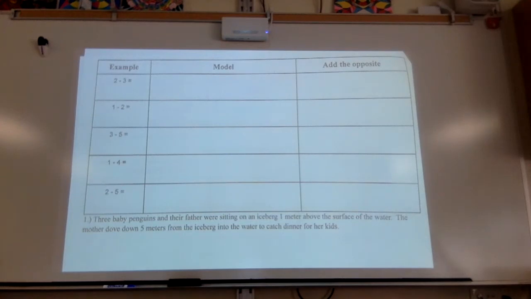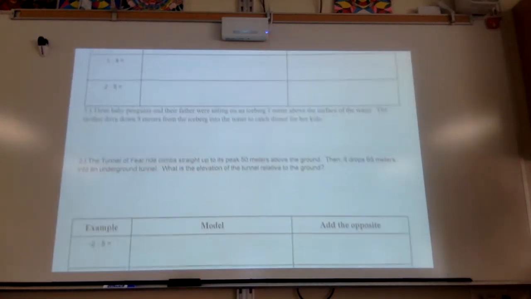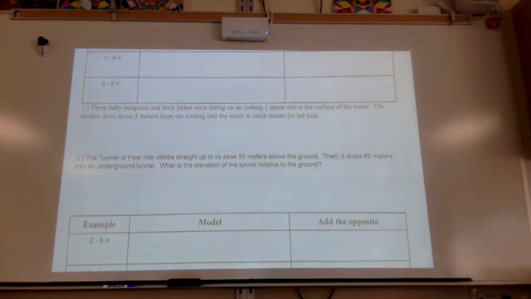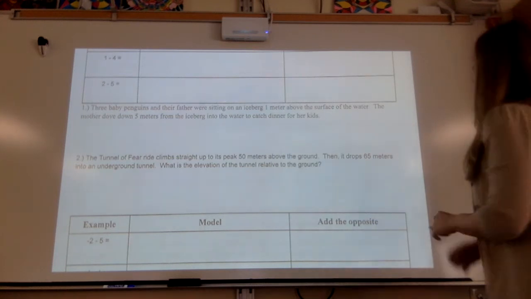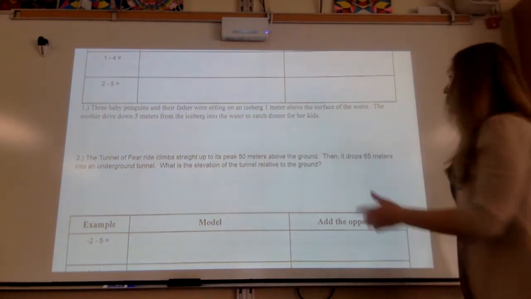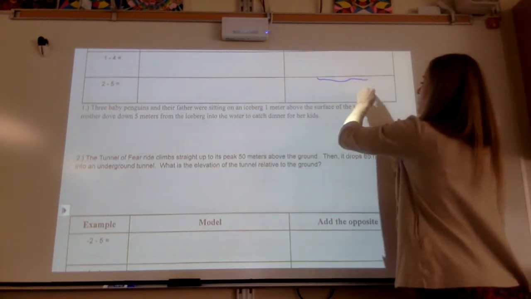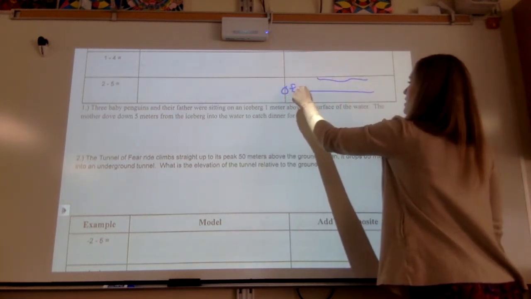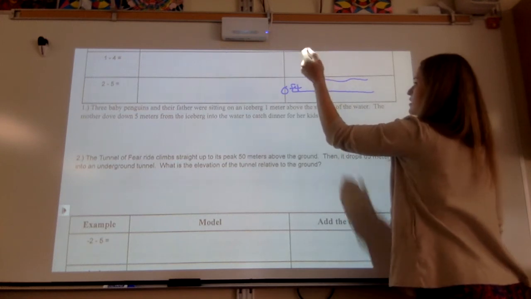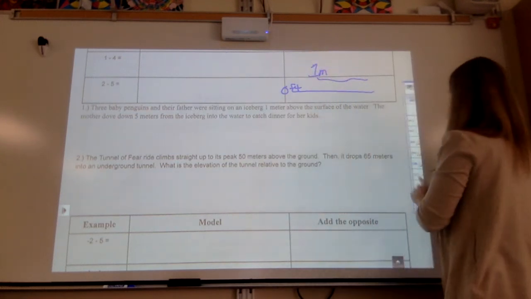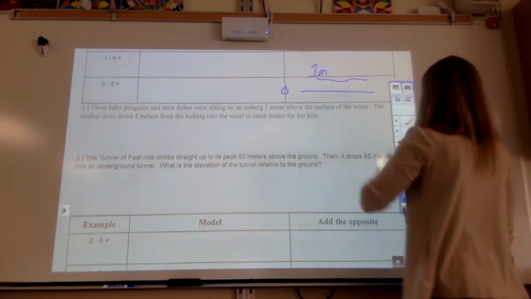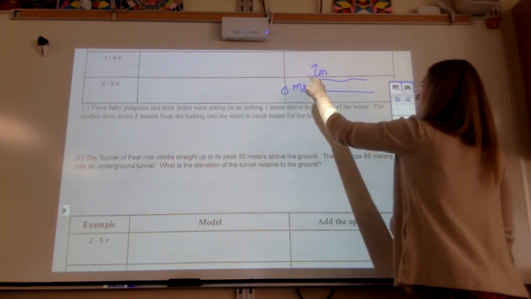Let's take a look at our 2 word problems. So we've got 3 baby penguins and their father were sitting on an iceberg 1 meter above the surface. So you know how much I like to draw. I'm going to go ahead and get ready to draw here. So they're sitting 1 meter. So if here is 0 feet, they're 1 meter. Let's use the same labels. That would be good to do. 0 meters.